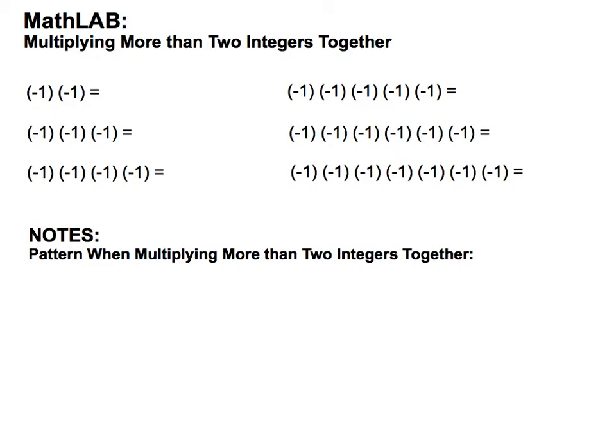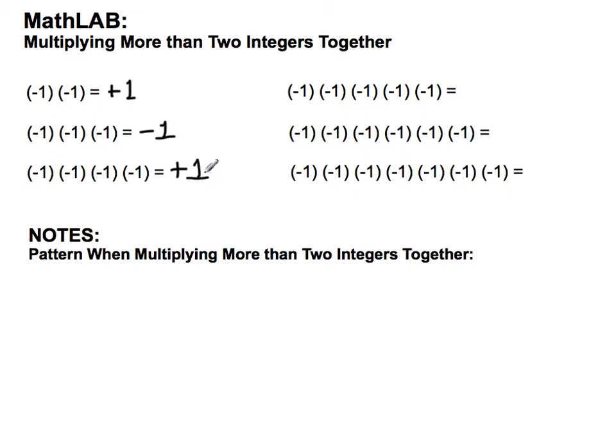So now, what I had the class doing is a math lab. When you're multiplying more than two integers together, let's see what happens. If you have a negative times a negative, you're going to get a positive, and 1 times 1 is 1. A negative times a negative is a positive. A positive times a negative is a negative. 1 times 1 times 1 is still 1. A negative times a negative is a positive. A positive times a negative is a negative. And a negative times a positive is a positive. And when I multiply all these ones together, I get 1.